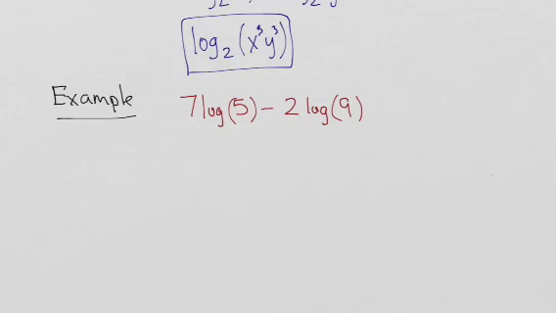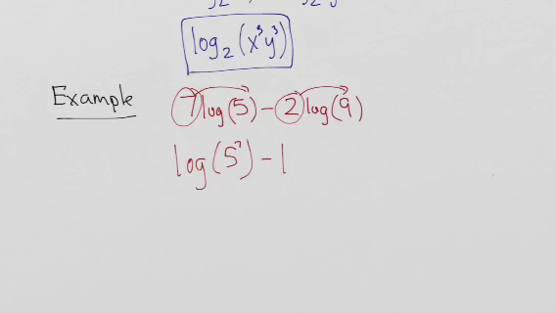All right, we got 7 log base 10 of 5 minus 2 times log base 10 of 9. And again, the base 10s we don't write because they're common logs. All right, so the first step is to get these exponents moved back up to where they belong. So that means log of 5 to the 7th power minus log of 9 to the 2nd power. And since they're numbers, you technically could go ahead and multiply these out. So for example, 5 to the 7th power is some huge number.